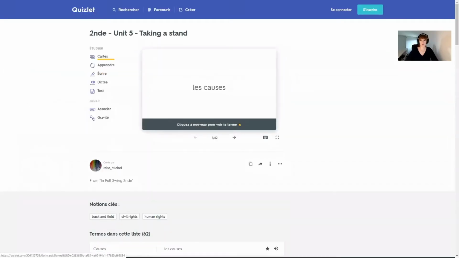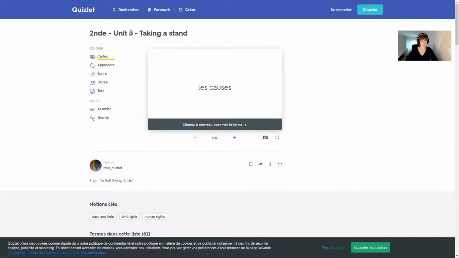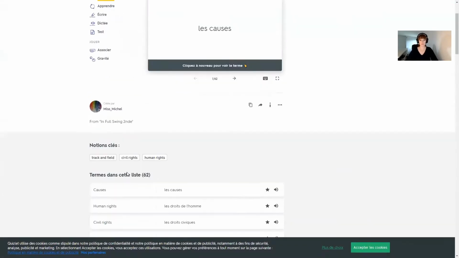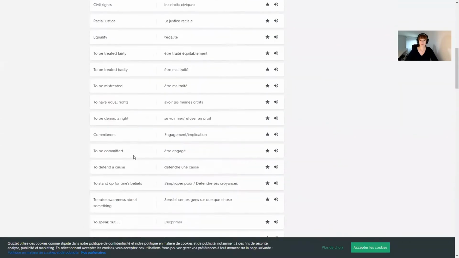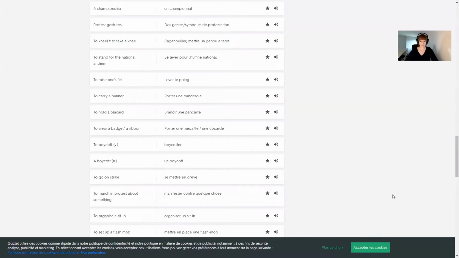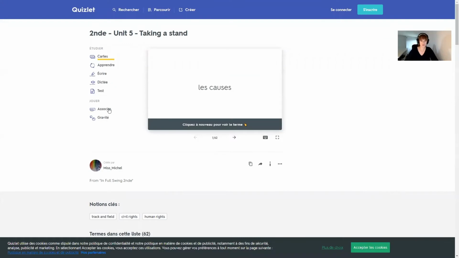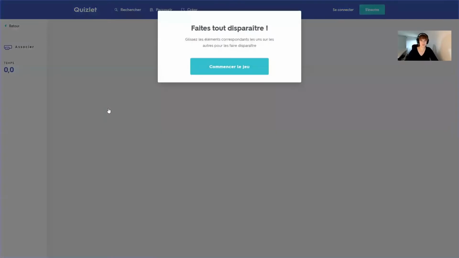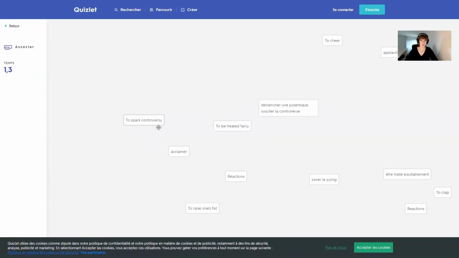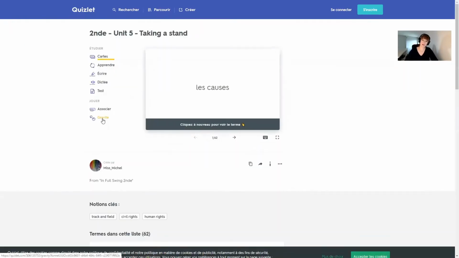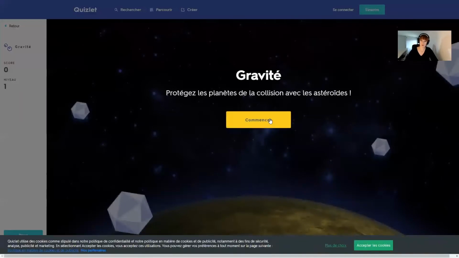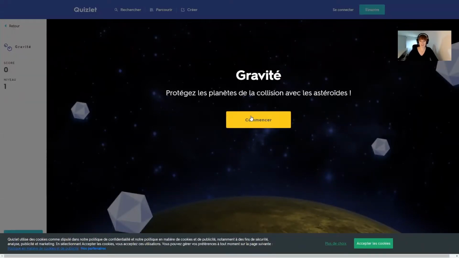If you click on it, you get to this page, Second, Unit 5, Taking a Stand. And you have a lot of vocabulary from the brochure. As usual, you can play match, where you remember you have to link the words in English and the words in French. Or you can play Gravity, which is one of my favorites. You have to protect the planet from the asteroids.